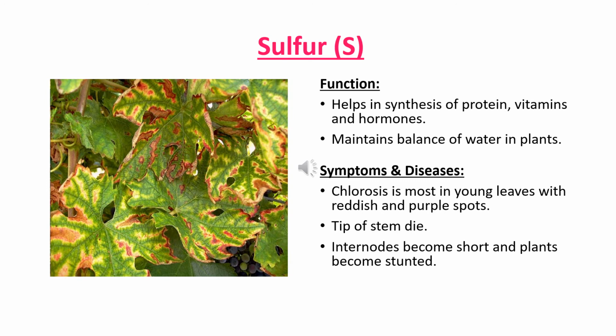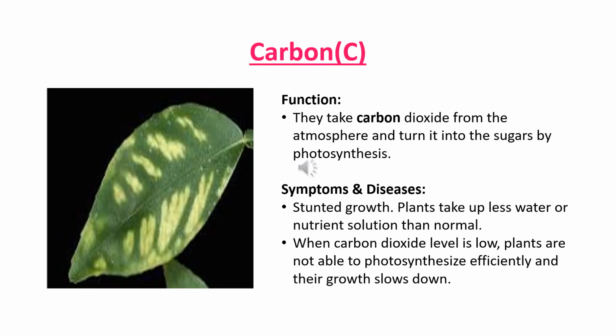So what is the second one? Tip of stem dies. Naturally the internodes become short and plants become stunted. Internode means the gap between two leaves. So those become short, with the lack of growth. So the plant becomes stunted.